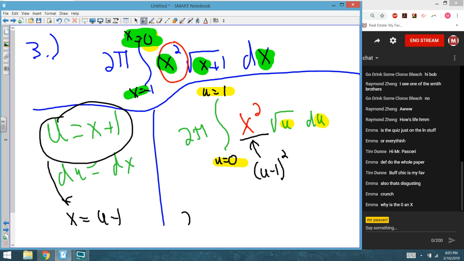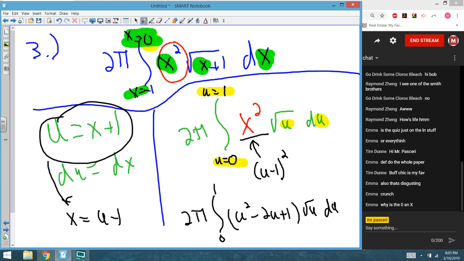So what am I saying? I got 2 pi, the integral. I've changed these over to u's just for the heck of it. You could leave them off. It's going to be okay either way. This is u squared, I'm just foiling this out, minus 2u plus 1. And this is all times the square root of u du. So that's where we are.